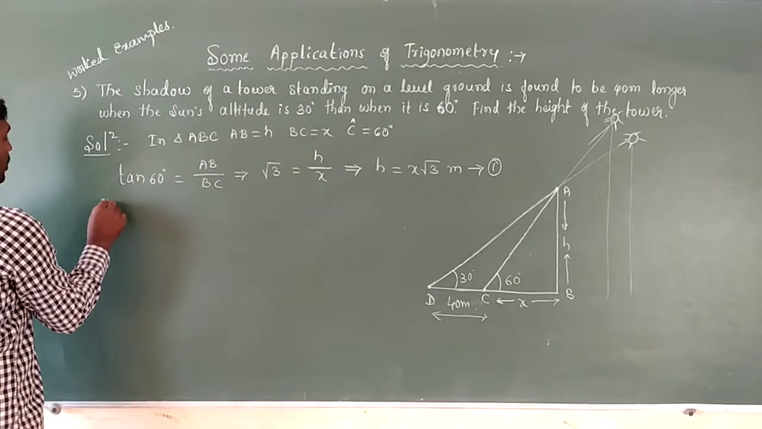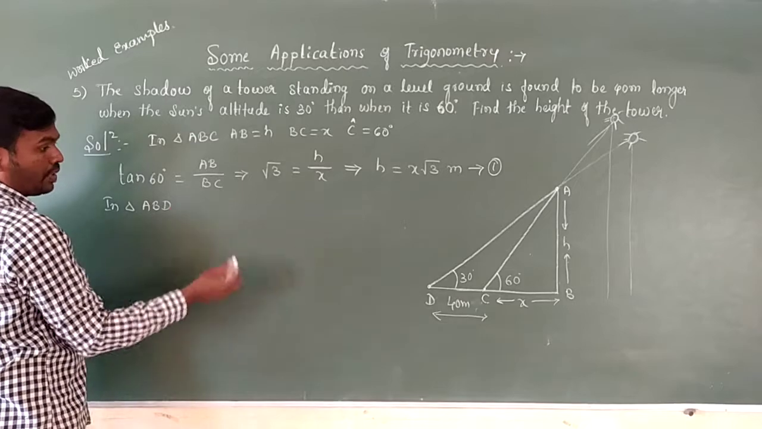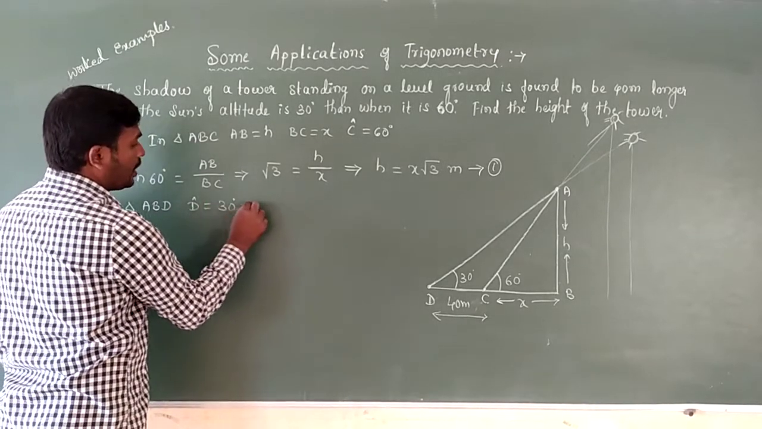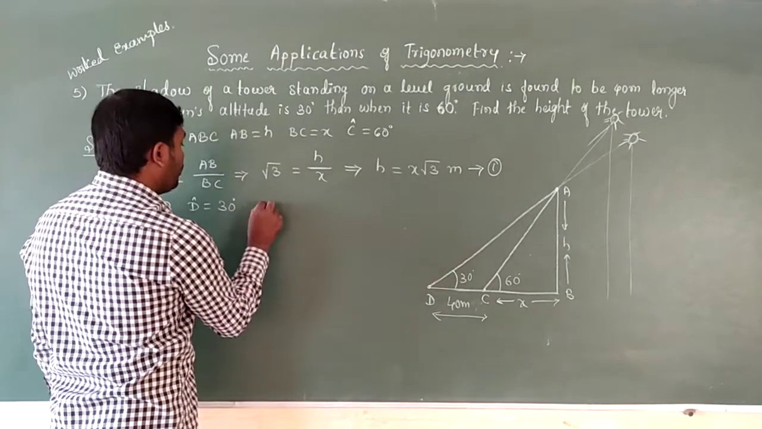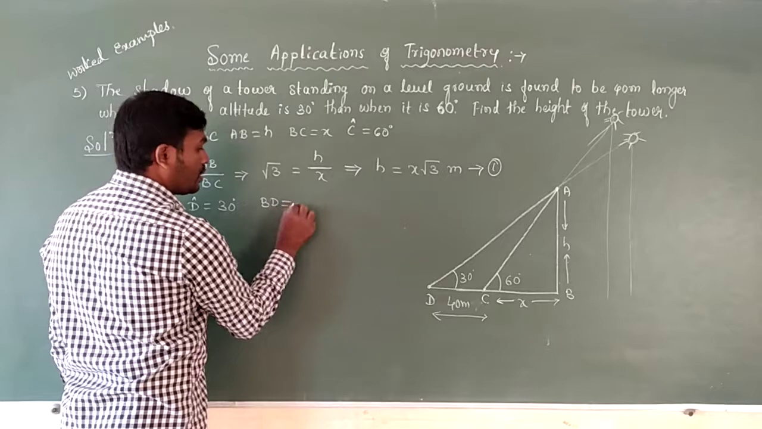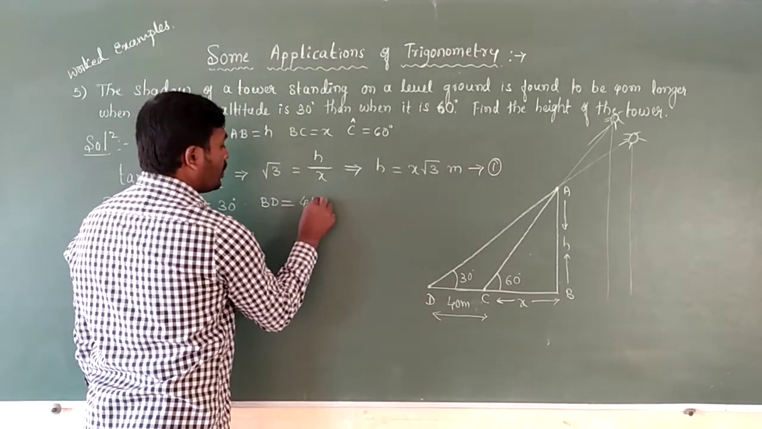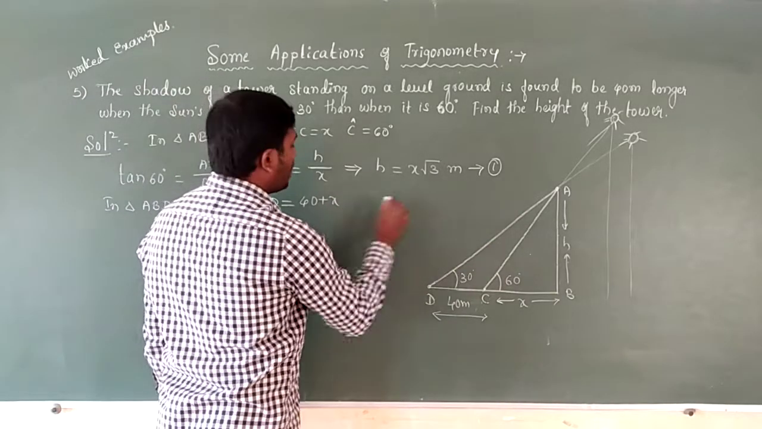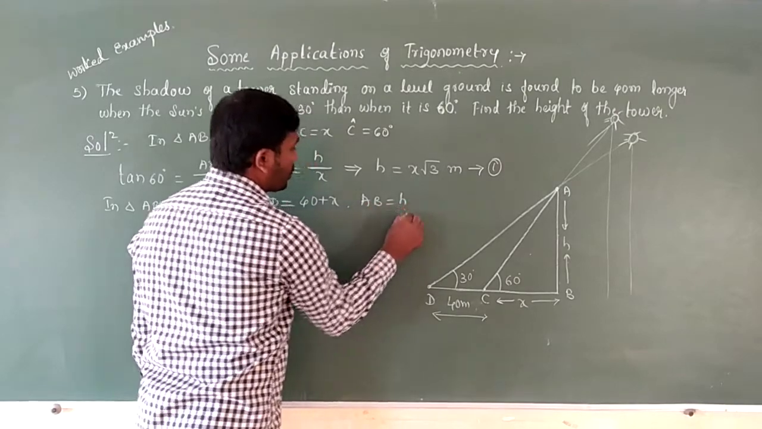In triangle ABD, what is given here? Angle D is equal to 30 degrees, and BD is what here? BD is equal to 40 plus X. And what do we know? AB is equal to H.